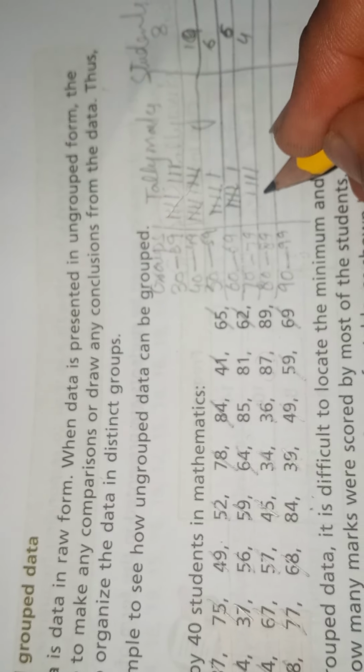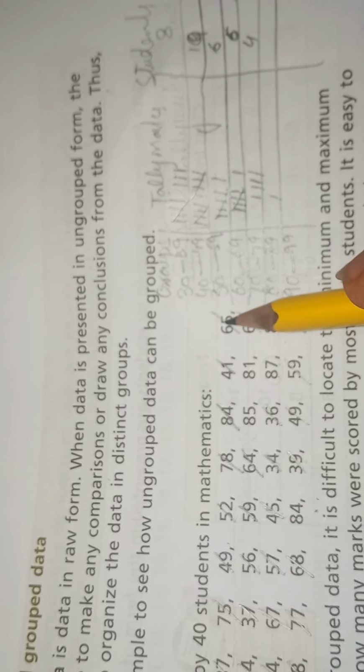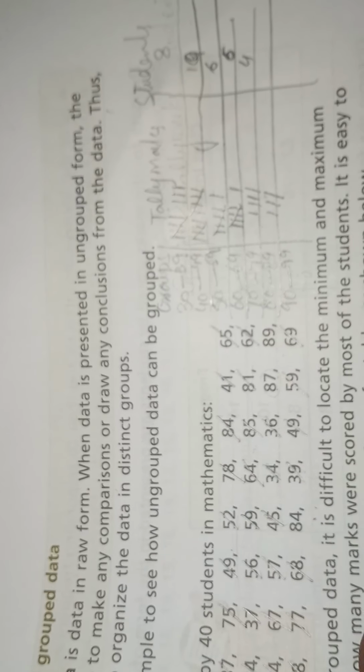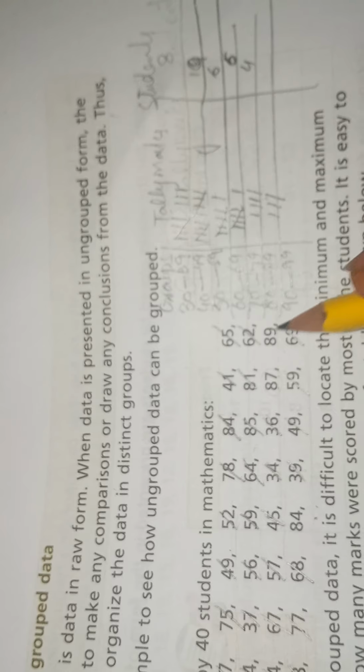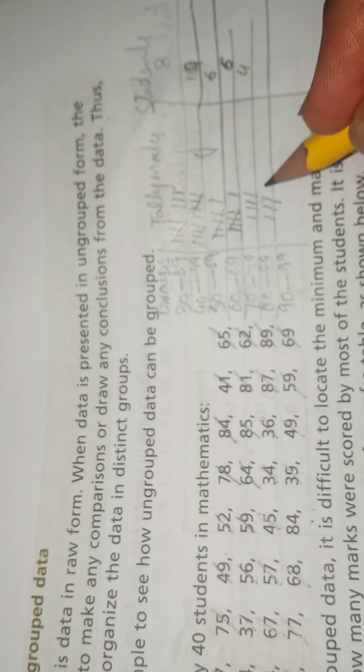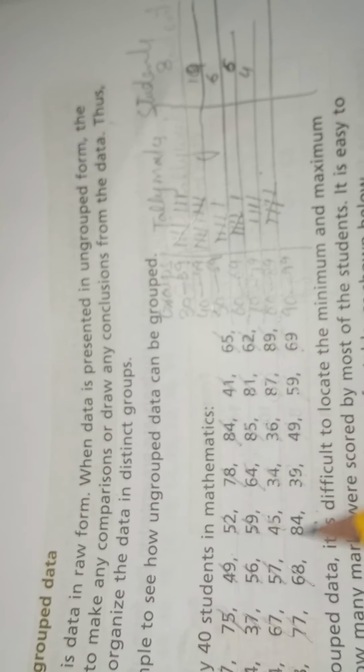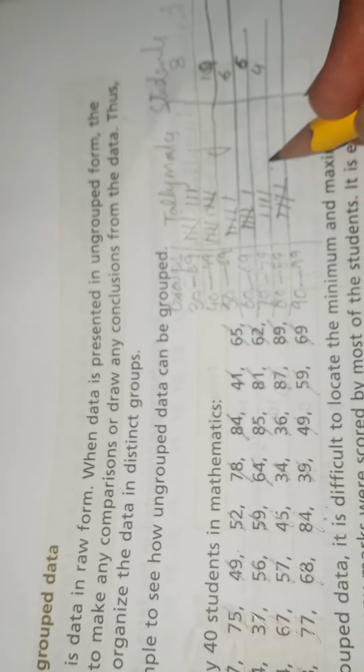80 to 89, how many numbers are there from 80 to 89? 1, 2, 3, ... 87, 89, 84, the separate number. These are the 6 numbers.